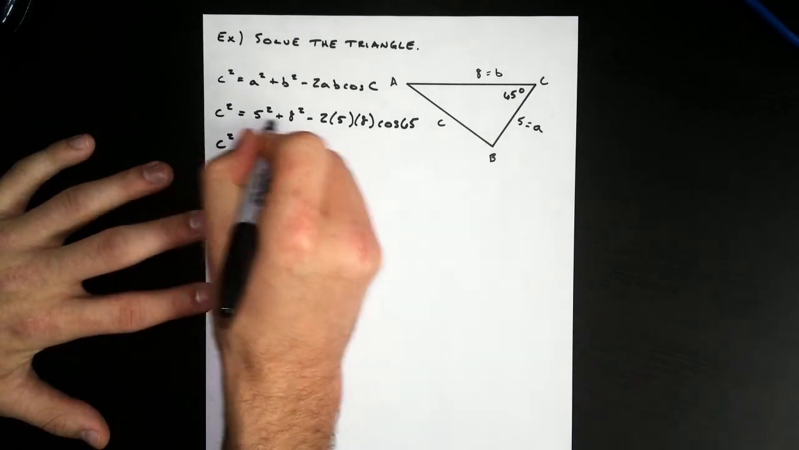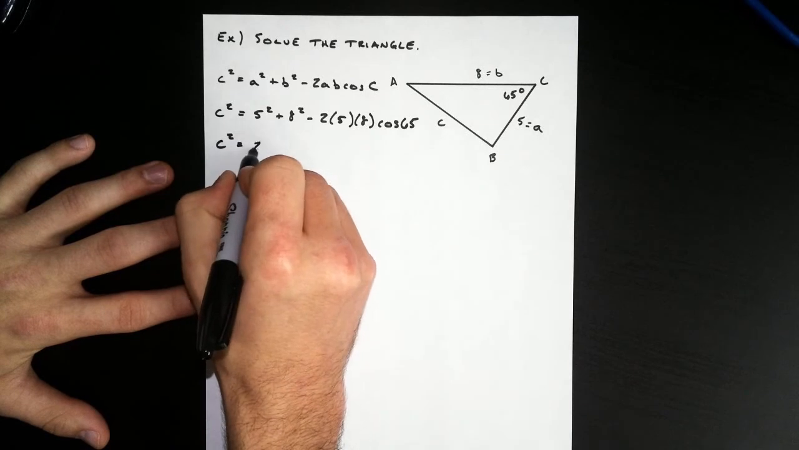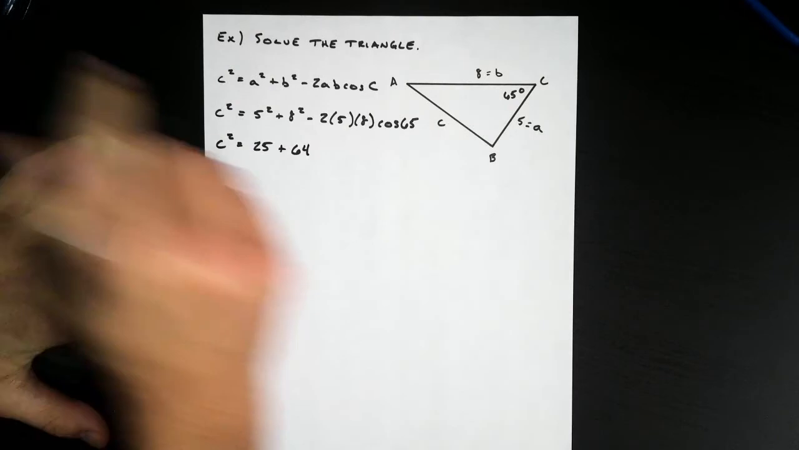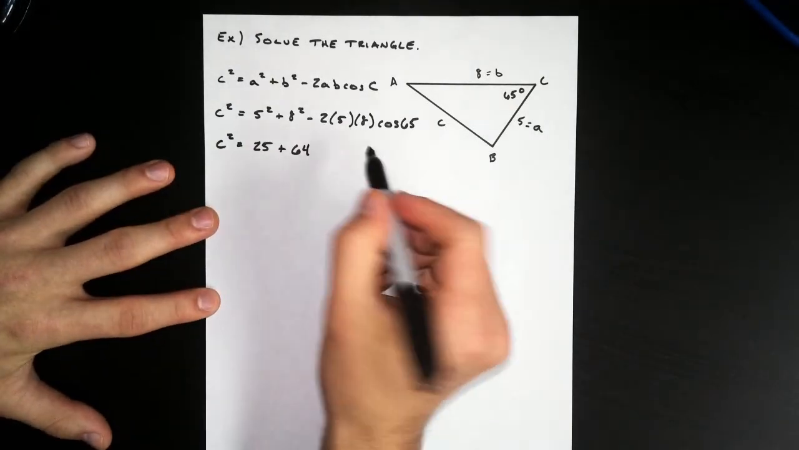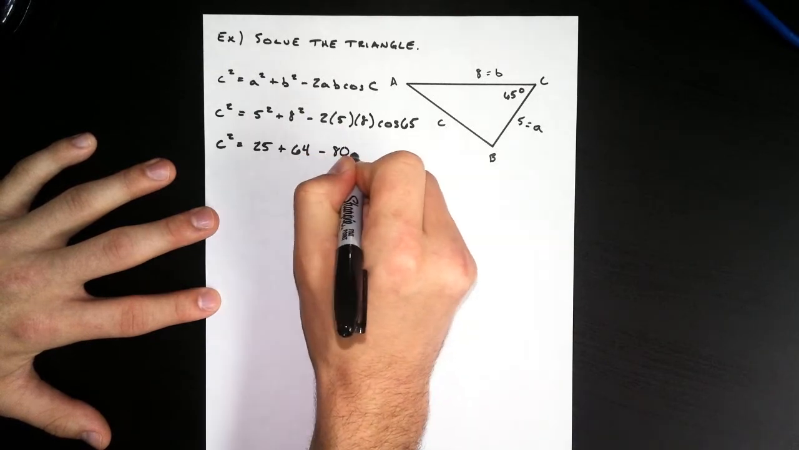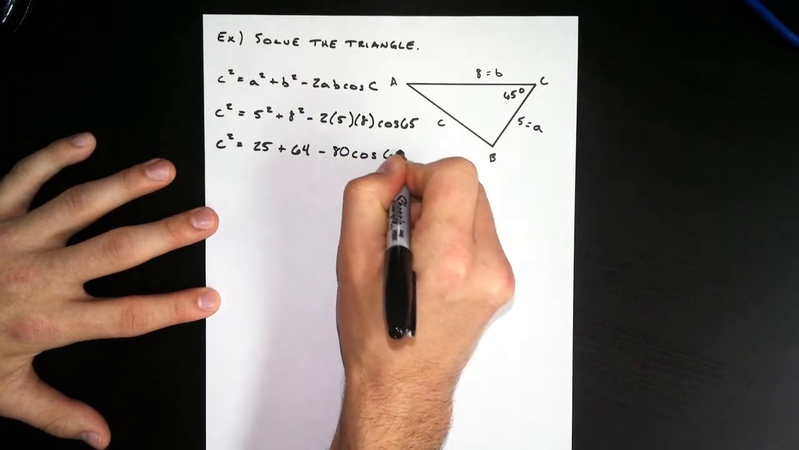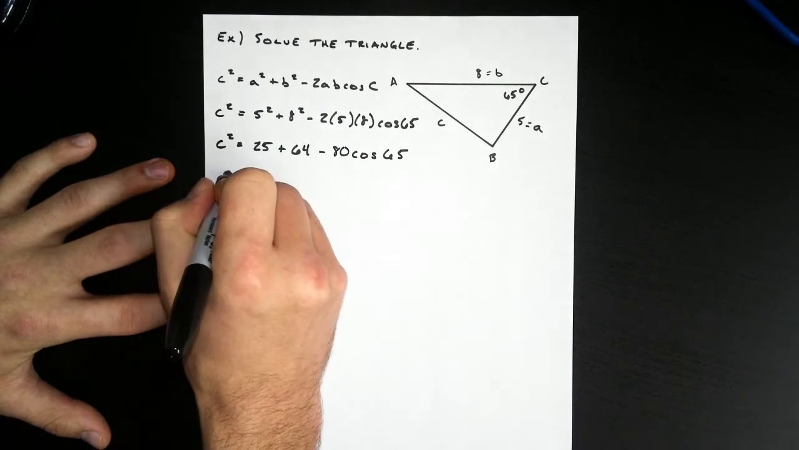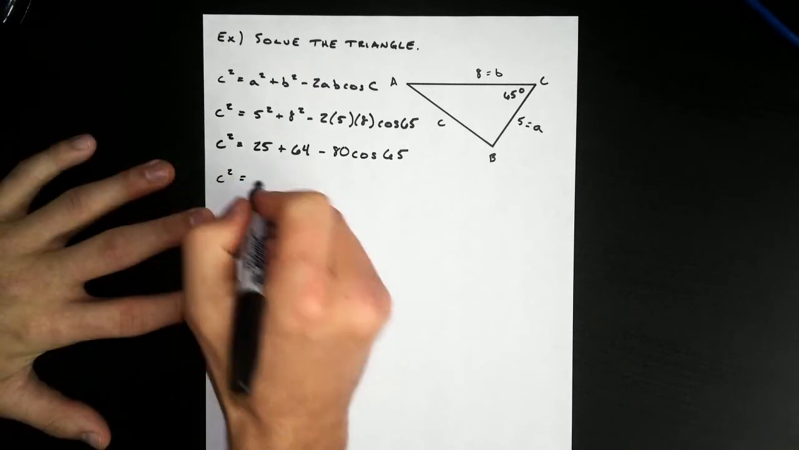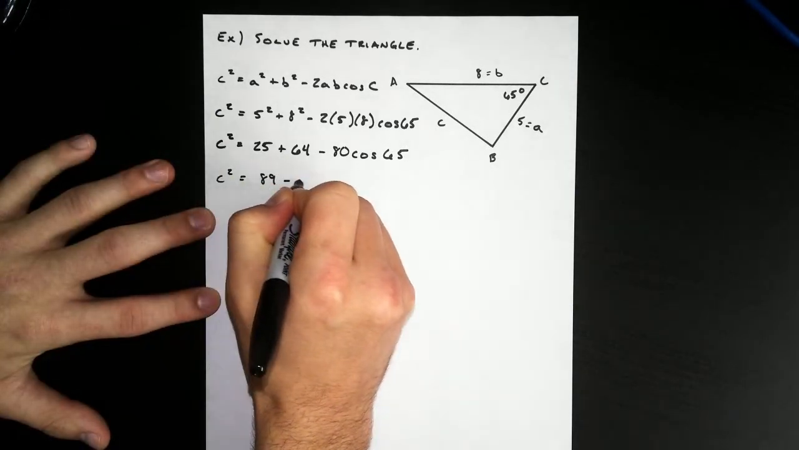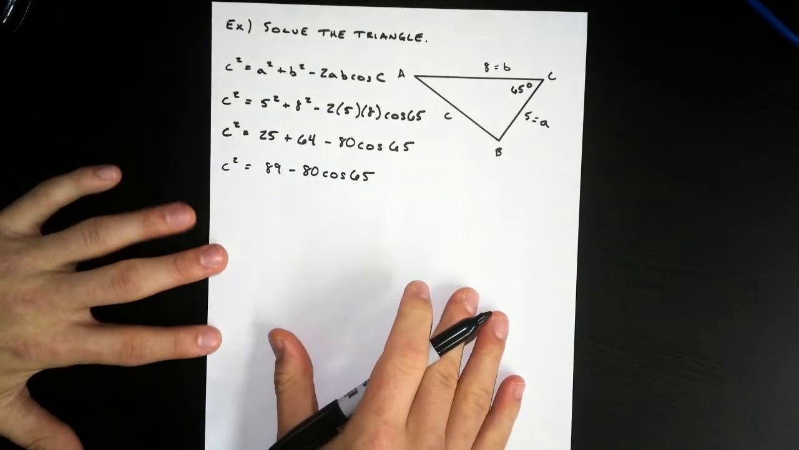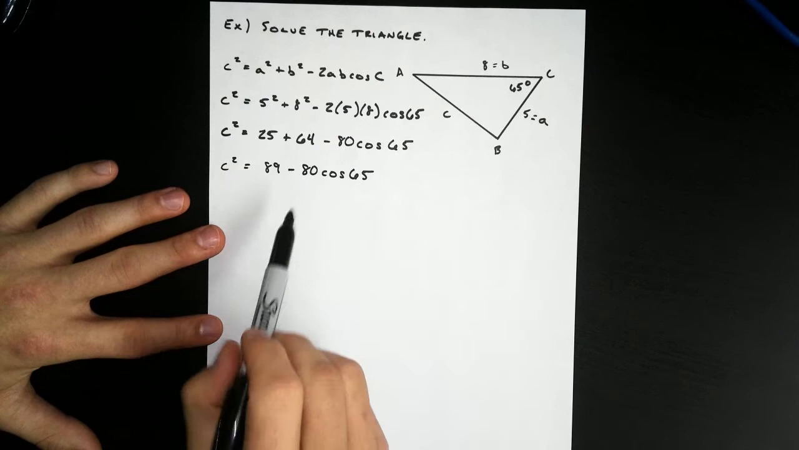So I'm going to start with my two exponents. 5 squared is 25, 8 squared is 64, and then 2 times 5 times 8, let's see, that's going to be 10 times 8, so minus 80 cosine of 65. If I add 25 and 64 together, that's going to be 89. Okay. So a little bit more manageable.